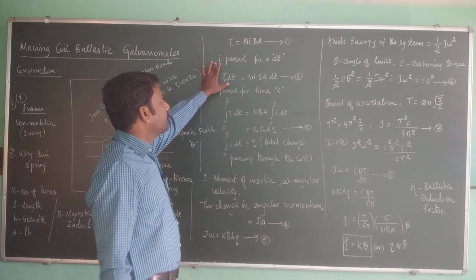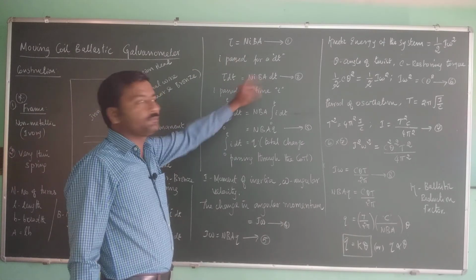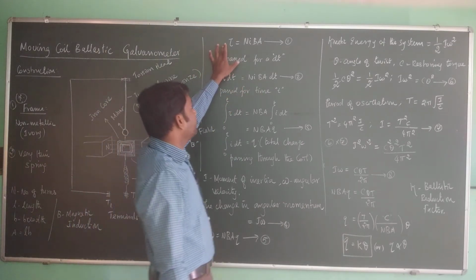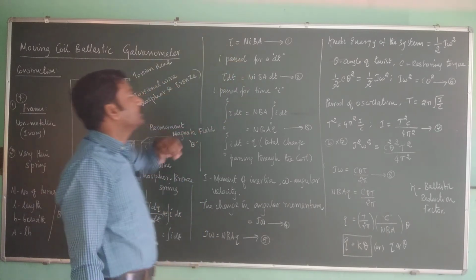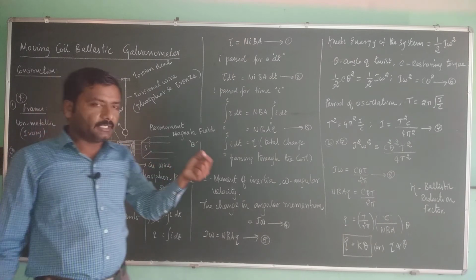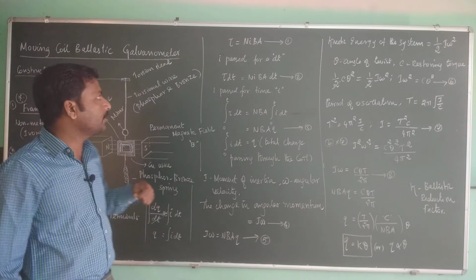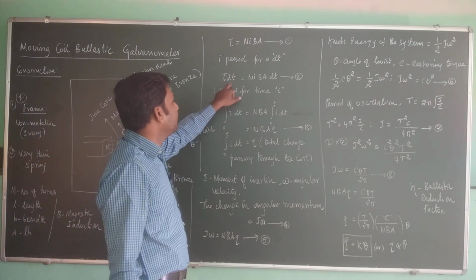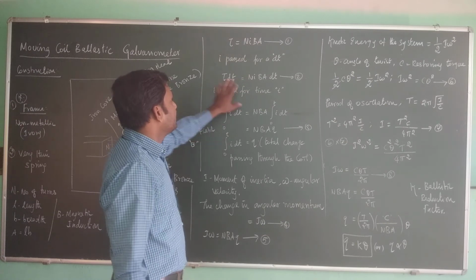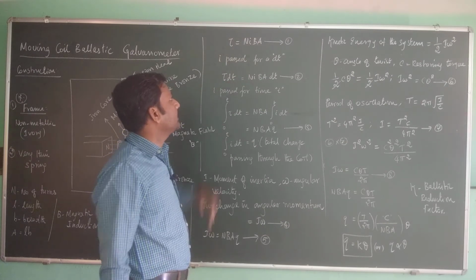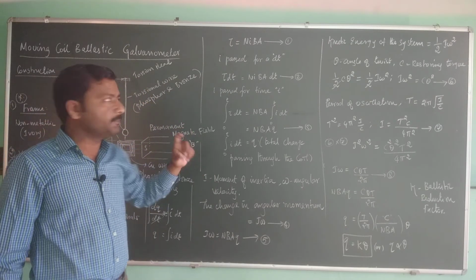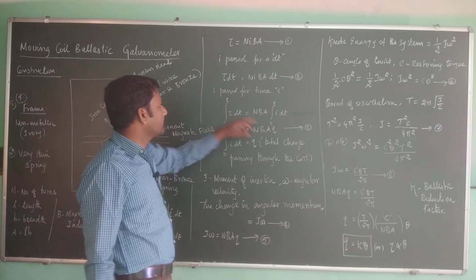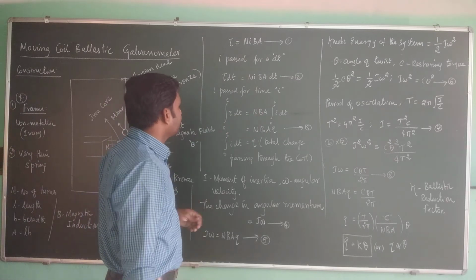Now assume that the current I is passed for a time dt. Then in general, for a torque we can write tau is equal to NIBA. If this current is passed only for a small time, then we multiply both sides by dt and get tau dt is equal to NIBA dt. If the current is allowed to pass for a time interval t, then we can integrate both sides from 0 to t.